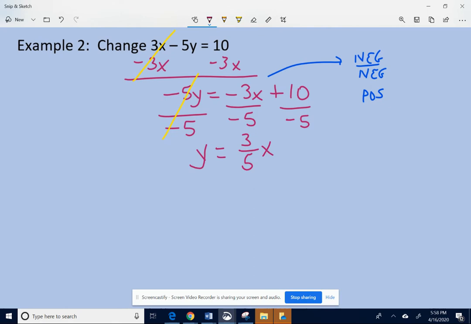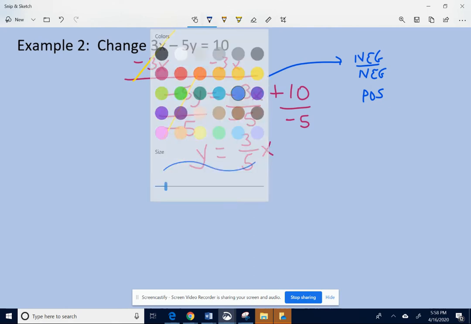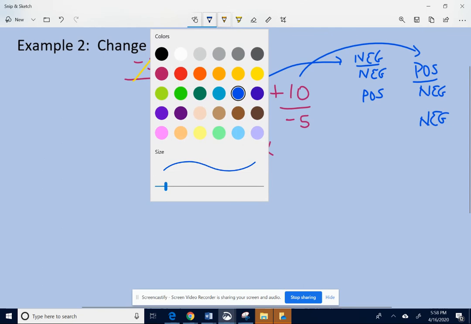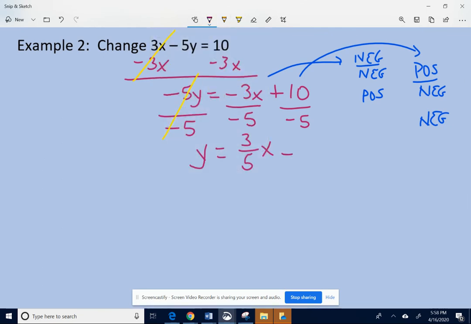And then here on the end, we have a positive divided by a negative, and a positive divided by a negative is a negative. So what we really have here on the end is a positive 10 divided by a negative 5, and it's negative, and it's going to be a negative 2. So I have y equals 3/5 x minus 2.